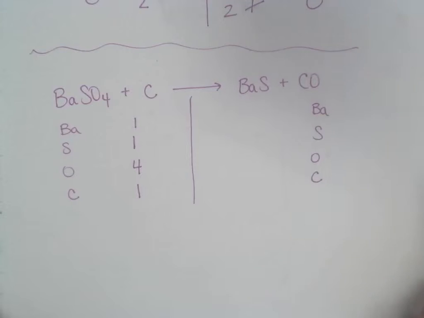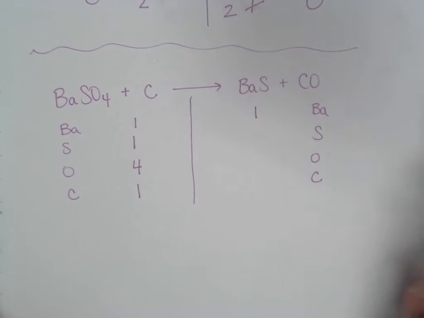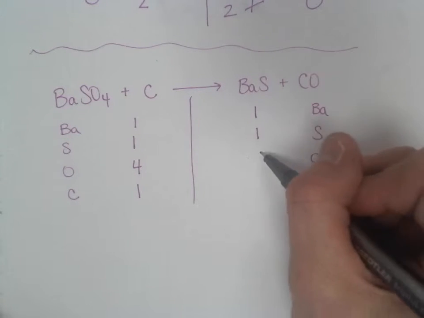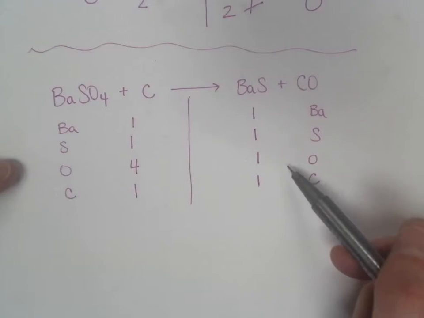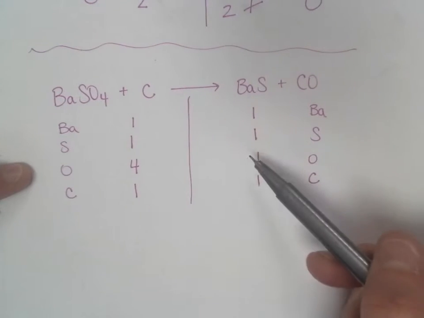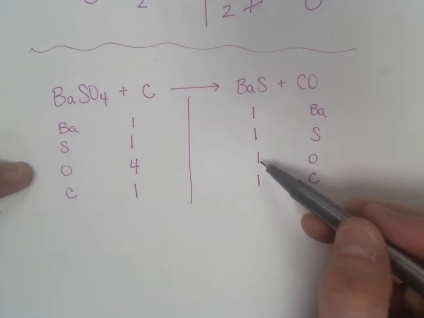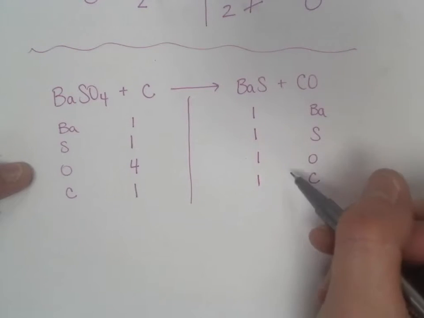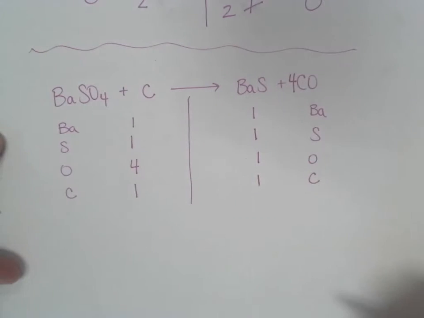Let's go over here. We have 1 barium, no subscript, no coefficient. We have 1 sulfur, same thing. 1 carbon and 1 oxygen. All right, so right off the bat, we see that our oxygens are not equal to each other. I know that the common multiple between 4 and 1 is 4. So I am going to multiply this 1 by 4. To get 4 oxygens, I'm going to put a 4 in front of the CO.